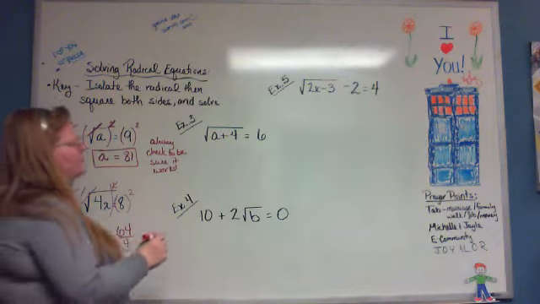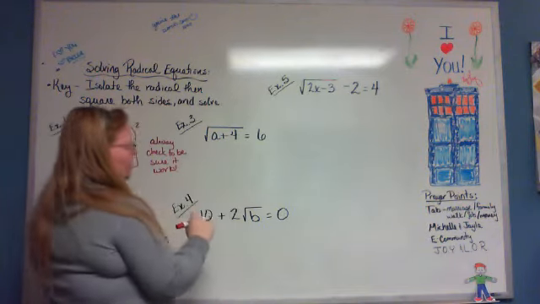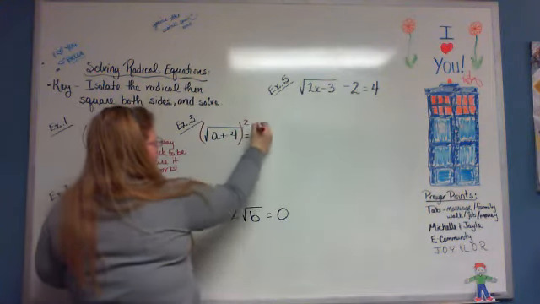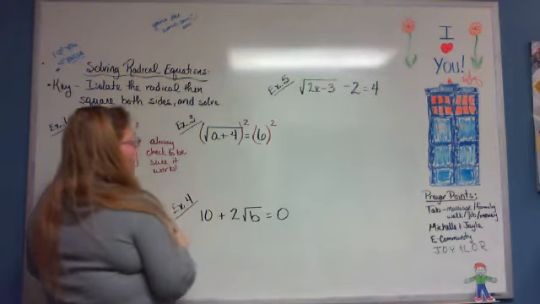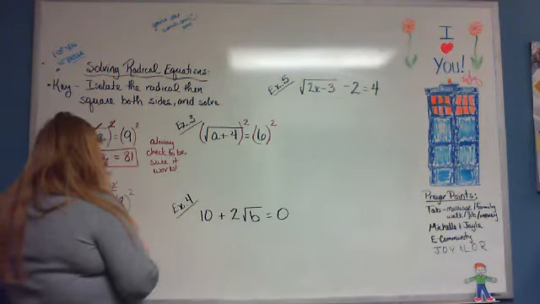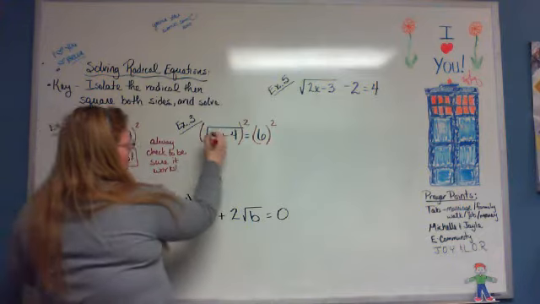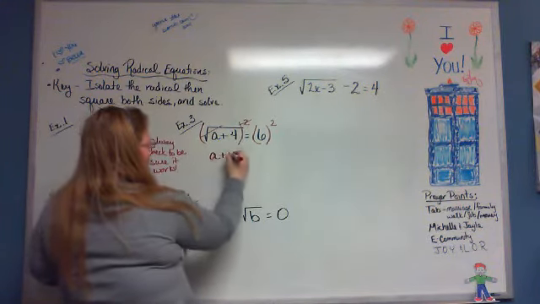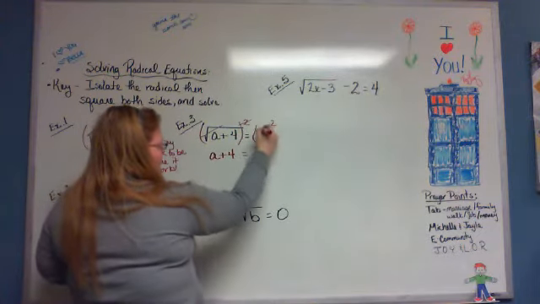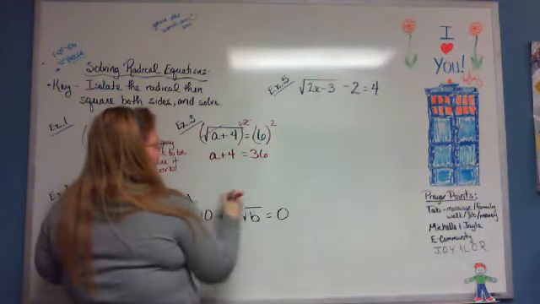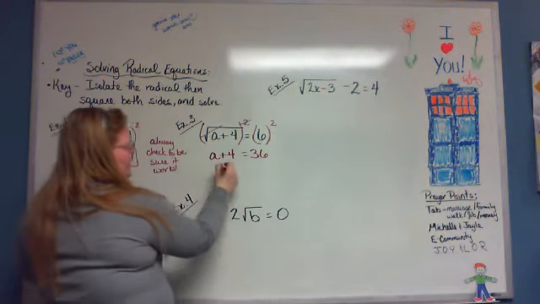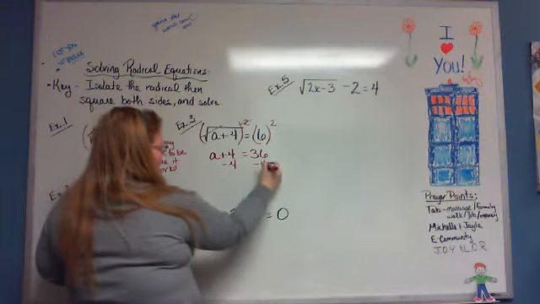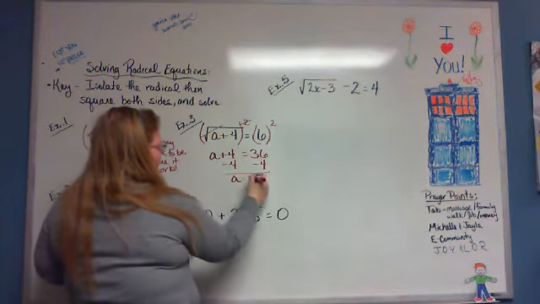For number 3, the radical's already by itself. So I can go ahead and square this side, and I can square that side. When I square this side, the radical cancels out with that 2, leaving me with a plus 4. When I square this side, I get 36. Now in order to get the a by itself, I subtract 4 from both sides, and you get a is equal to 32.